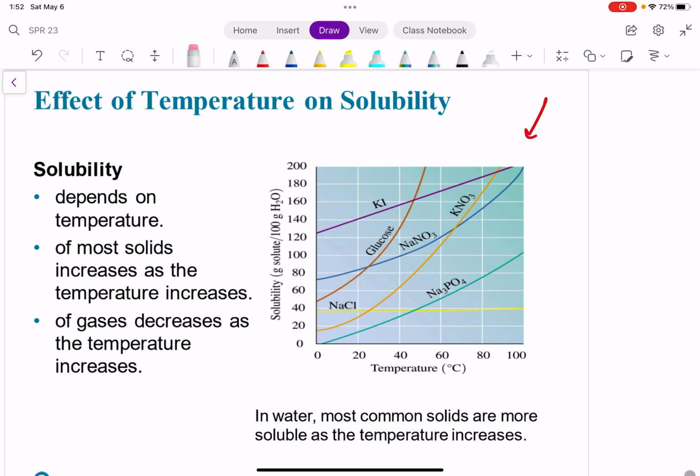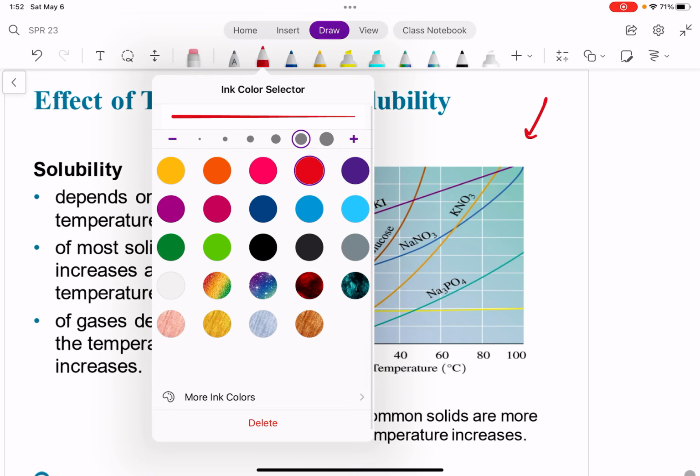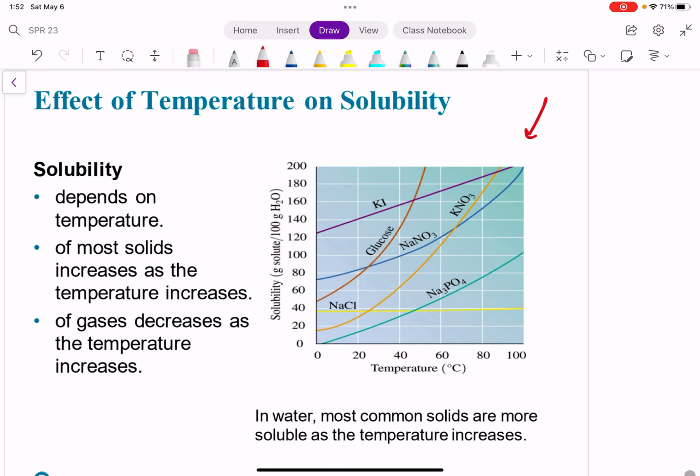So the solubility of different solids in water. We've got several different types of solids. So we've got NaCl, which is our table salt. We've got glucose, which is what? Those of you who have taken biology, you might know that's a type of sugar, right?